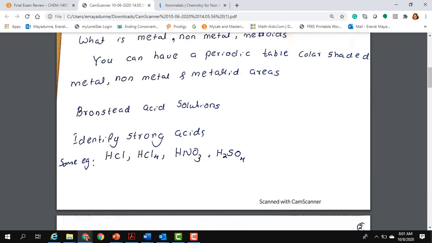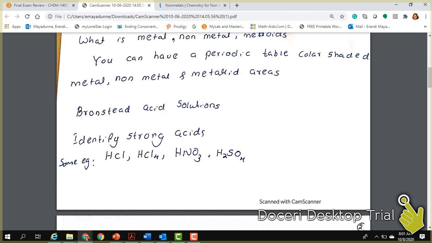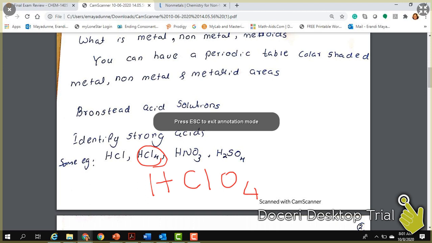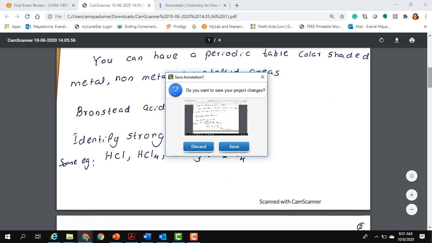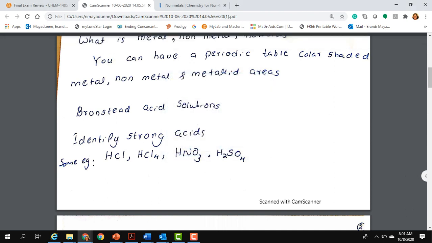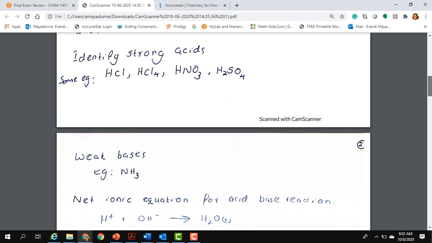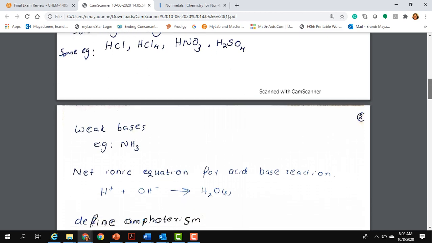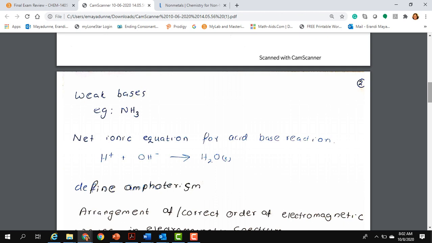This should be HClO4. This is a strong acid, okay? The strong acids are hydrochloric acid, perchloric acid, nitric acid, and sulfuric acid. Perchloric acid is also a strong acid. There are a few other strong acids, but these are mainly the strong acids. And when I go to the weak bases, ammonia is a weak base.